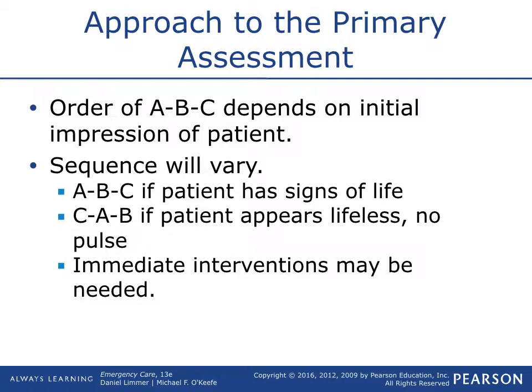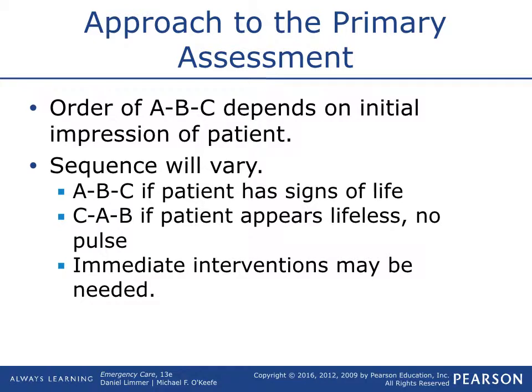Sequence will vary from ABC if the patient has signs of life, and then CAB if the patient appears lifeless, no pulse. So again, when you go up to the patient and he says, "Hey, I really need your help on this," he's talking to you, so his airway's open, he's breathing, and he's got circulation. That's going to change your assessment. Now, if you go up and there's no signs of life, now you're in CAB mode. You've got to do circulation and get that airway open and breathe.